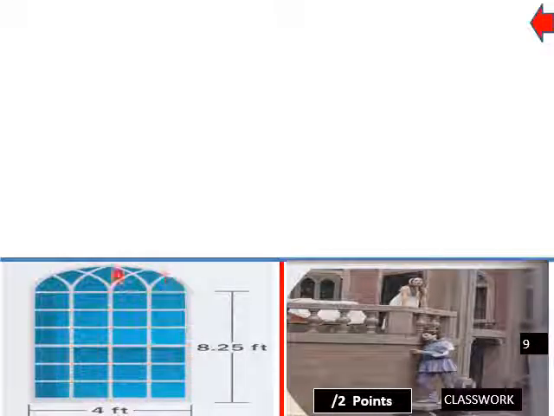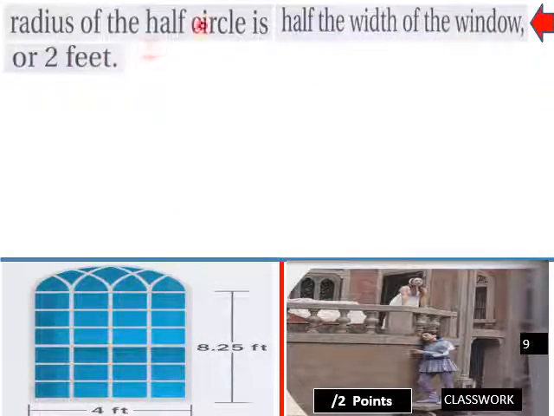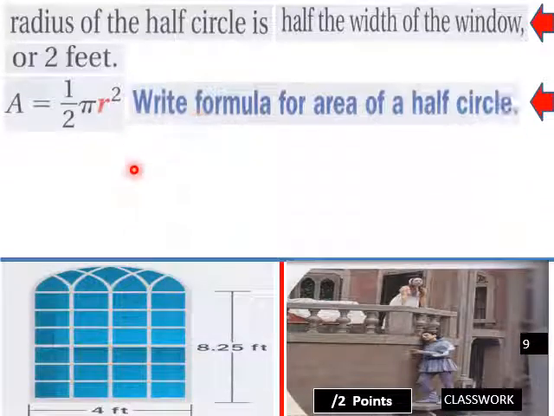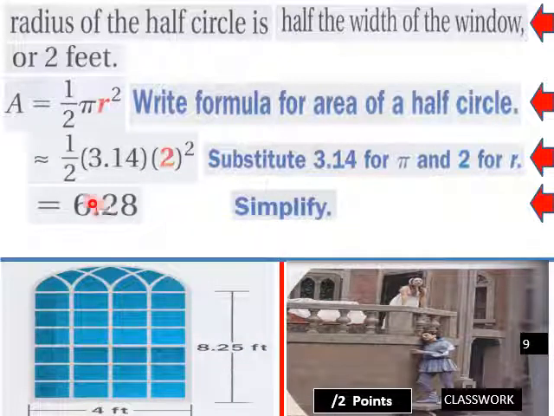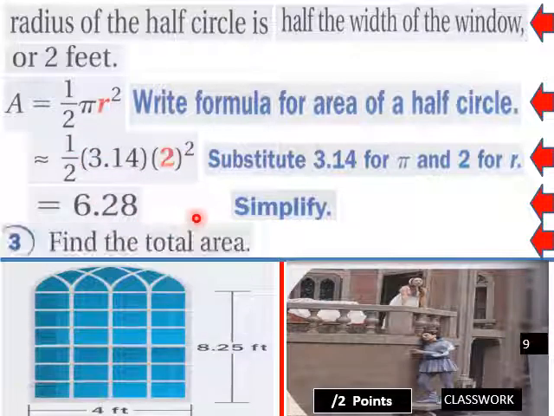Which is this area, this half circle here. The radius of the half circle is half the width of the window, which would be 2 feet. So from this point to this point is 2 feet. So the area is 1/2 pi r squared, since this is a half circle. So it'll be pi r squared divided by 2. That's the formula for finding the area of a half circle. So it'll be 1/2 of 3.14 times 2 squared. We substitute in our values here, and when we do that, we have 3.14 times 4 over 2, which is 6.28.